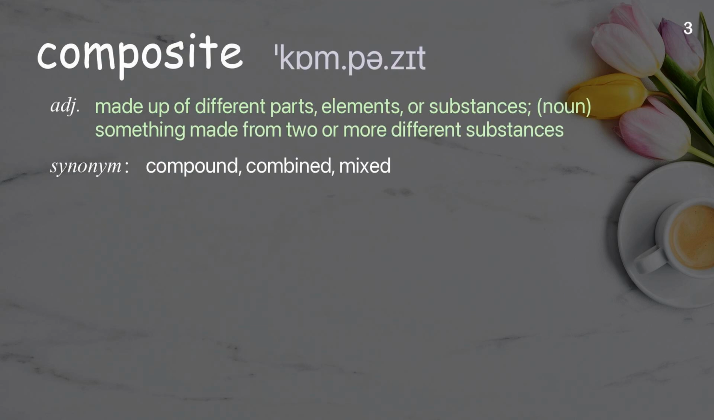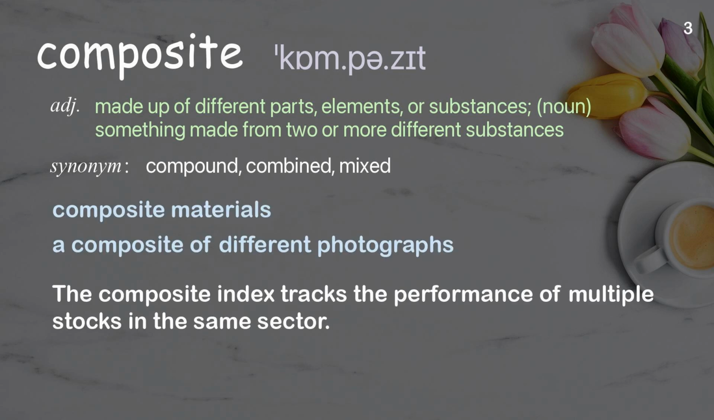Composite. Made up of different parts, elements, or substances. Noun, something made from two or more different substances. Examples: Composite materials. A composite of different photographs. The composite index tracks the performance of multiple stocks in the same sector.